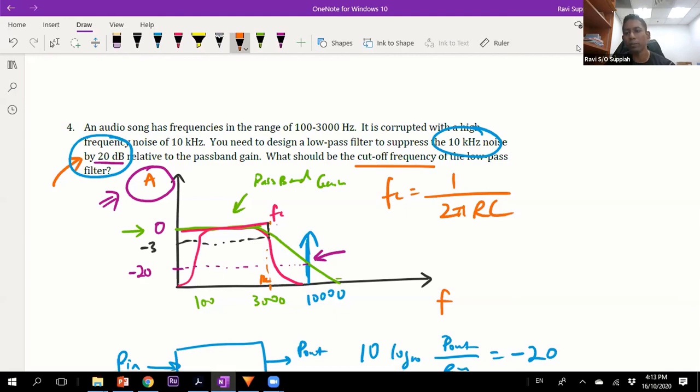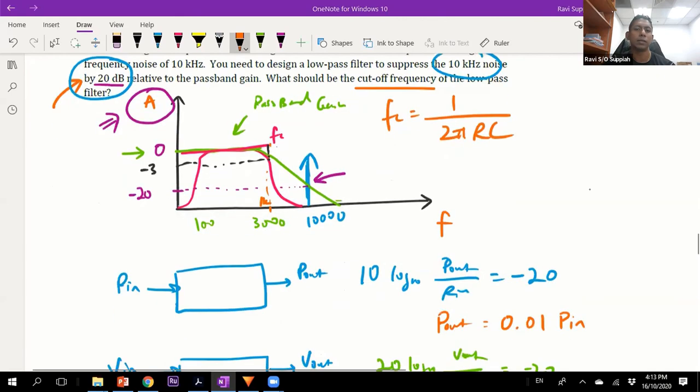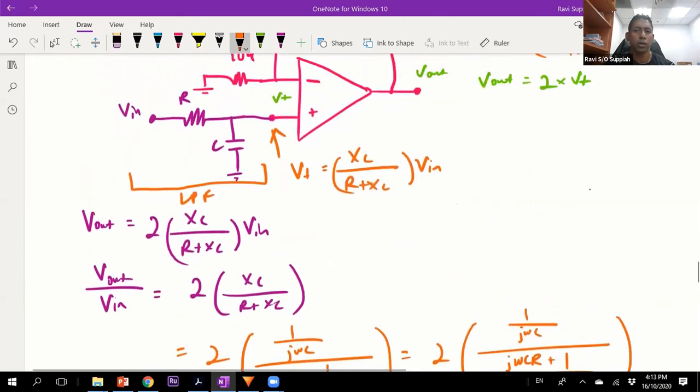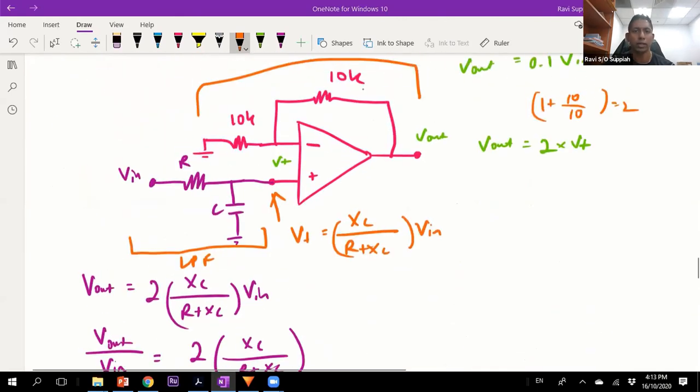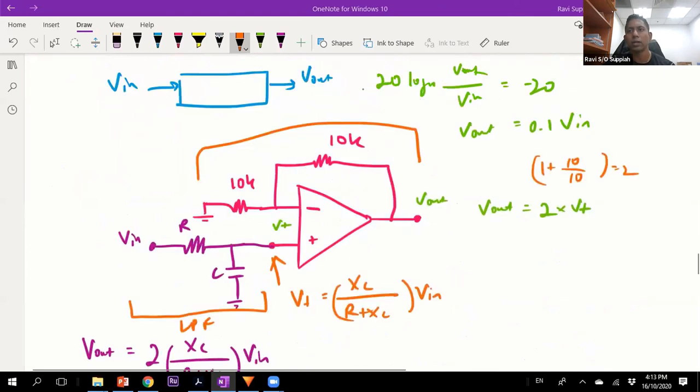Can we amplify the signal more? Yes. If you want to amplify the signal more, you just need to change your RF and R1 values. Right here, you have 10K and 10K, so you can always amplify it more.